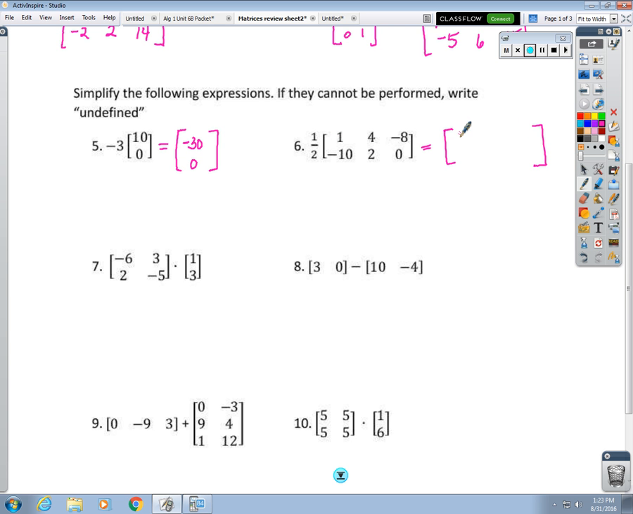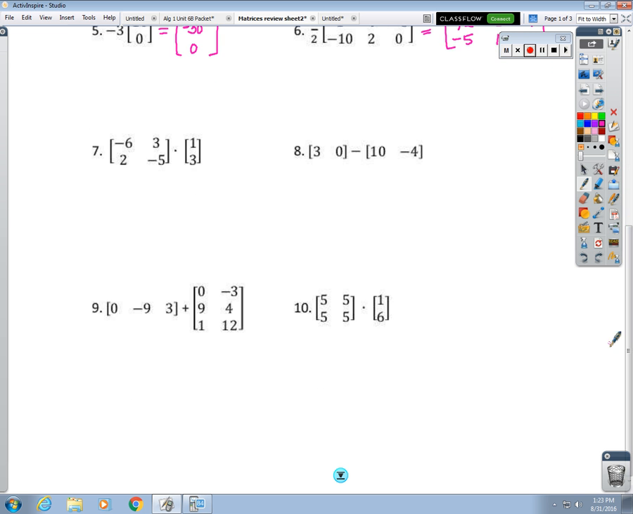So what's half of 1? 1/2, or you may see a 0.5, I'm not sure. What's half of 4? What's half of negative 8? Half of negative 10? Half of 2? Half of 0? 0. And there's your answer. Okay, number 7. What is number 7 wanting you to do?